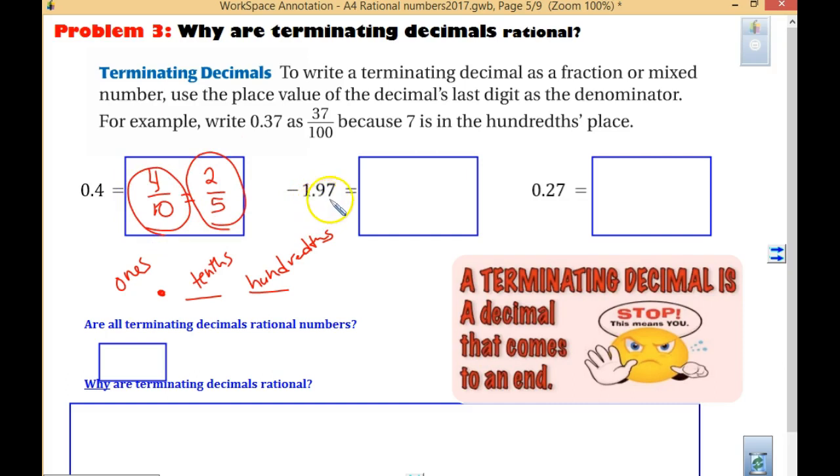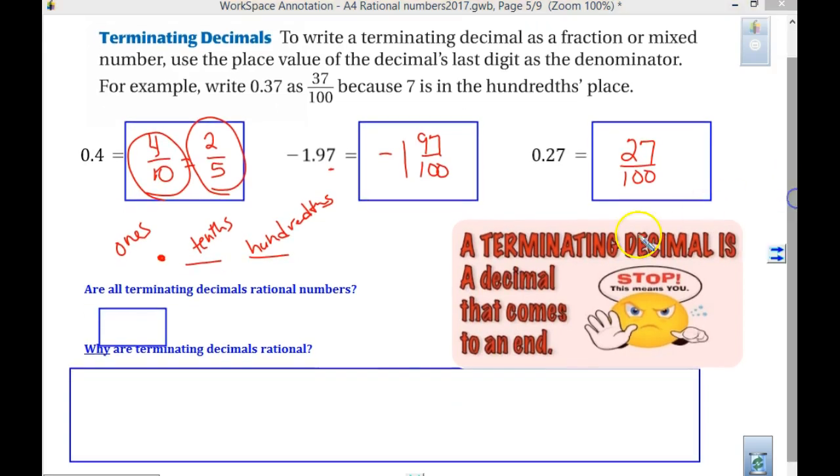-1, we don't read it as 0.97, but -1 and 97, place value of the 7 is 100. So we put -1 and 97 hundredths. Not 0.27, but 0 and 27 hundredths. And again, if you can simplify, you can just leave it like that.